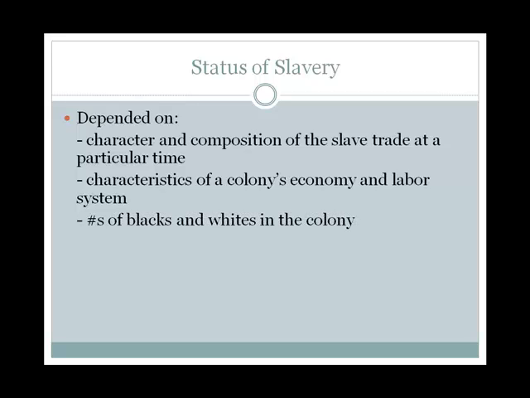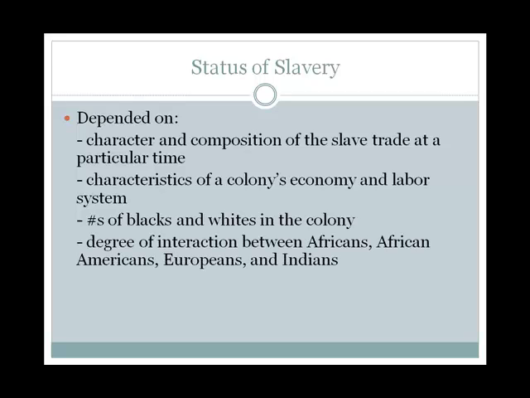Status of slavery depends on the numbers of blacks and whites in the colony. What was the only colony that had a black majority? And it depends on the degree of interaction between Africans, African Americans, Europeans, and Indians.